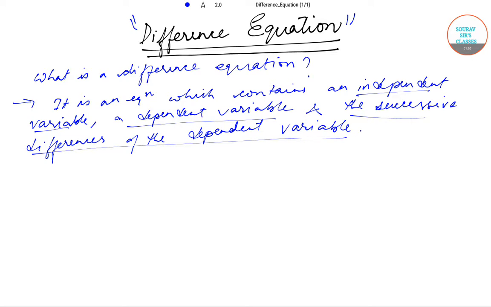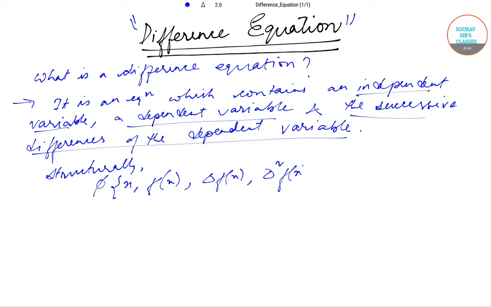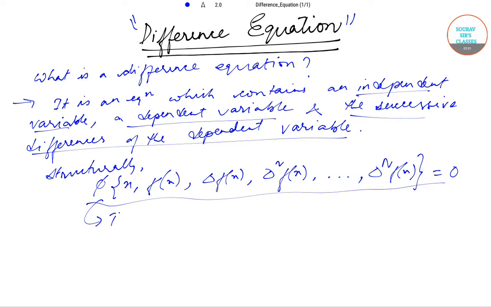So structurally it looks like this: if we have an equation of the format phi of x comma f of x comma del of f of x comma del square of f of x, and it goes on up till we have del n of f of x, which is equal to 0, then this equation is a difference equation. Not a differential equation, a difference equation. Don't confuse it with a differential equation. It is a difference equation.